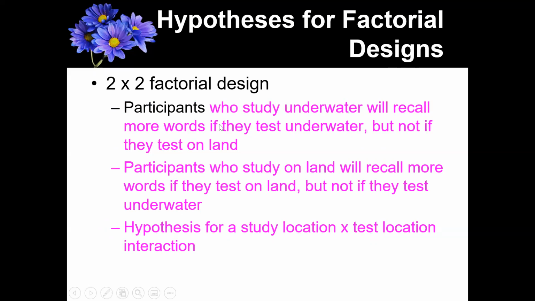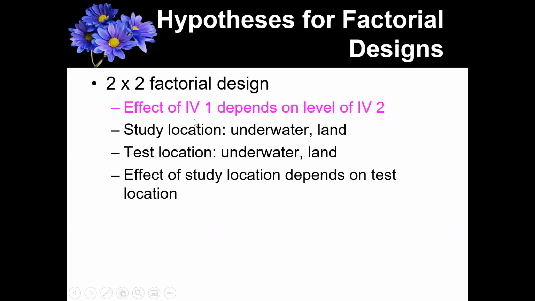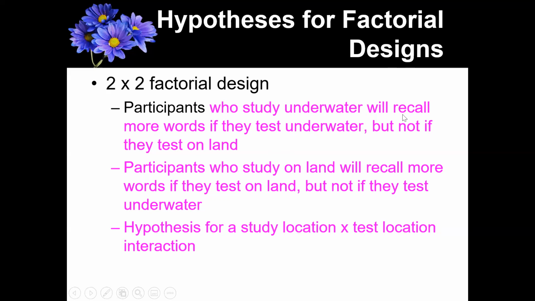More specifically, I would say, participants who study underwater will recall more words if they test underwater, but not if they test on land. Participants who study on land will recall more words if they test on land, but not if they test underwater. That's a hypothesis for the interaction. So again, if you have more than one independent variable, make sure you're making your hypothesis about the interaction, not just the main effect or main effects plural. Okay.